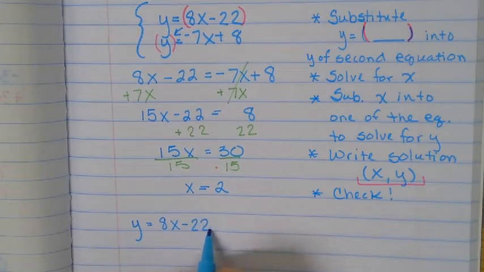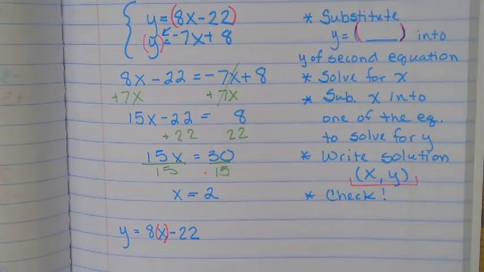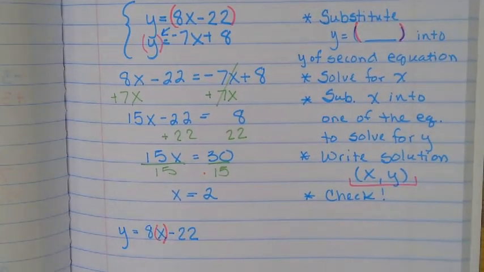So I'm just rewriting it. Then substitute in for the x. So put the 2 in there for the x and simplify to find out what y is.